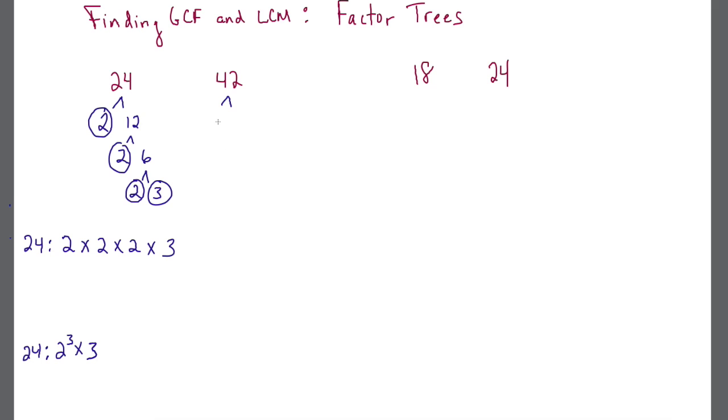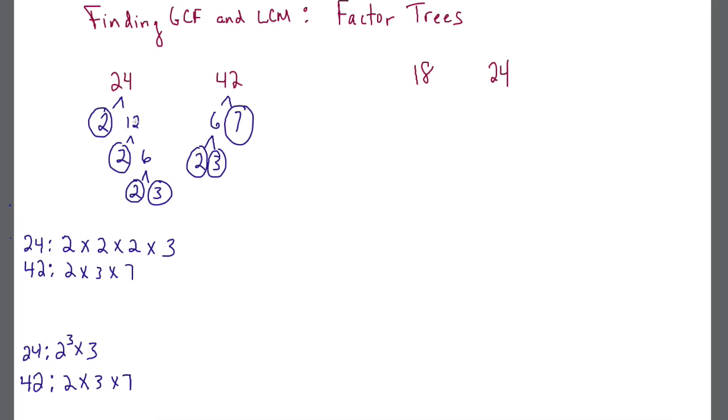For 42, I can break that down to 6 times 7. 7's prime, so I'm going to circle it, and 6 breaks down to 2 times 3. All right, so everything's prime, circle it up. So the prime factorization of 42 is 2 times 3 times 7. And again, I can't write this in exponential form because none of the numbers are repeated, so I'm just going to write it down here like this.